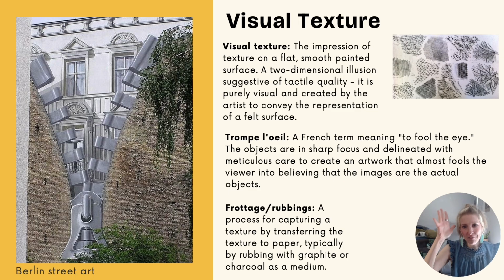We also now have visual texture. So visual texture is the impression of texture on a flat, smooth painted surface. A two-dimensional illusion is suggestive of that tactile quality, but it's pure visual. And it's created by the artist to convey the representation of a felt surface.